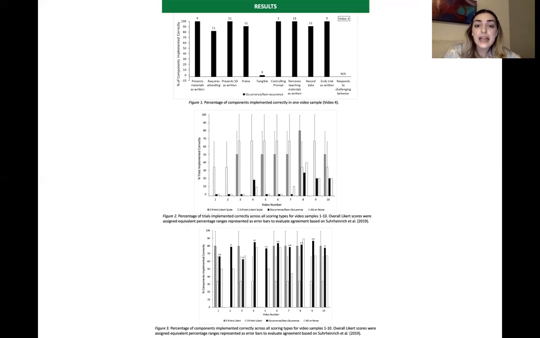Sessions are on the x-axis, specifically the video of the session, and percentage of trials or components implemented correctly is on the y. Figure 2 shows the percentage of trials implemented correctly across all scoring types for all video samples. We converted Likert scores into equivalent percent ranges based on Sir Heinrich et al. 2019. These ranges are depicted by the error bars shown here. Figure 3 shows the percentage of components implemented correctly across all scoring types for all video samples. Again, Likert score ranges are depicted by the error bars.